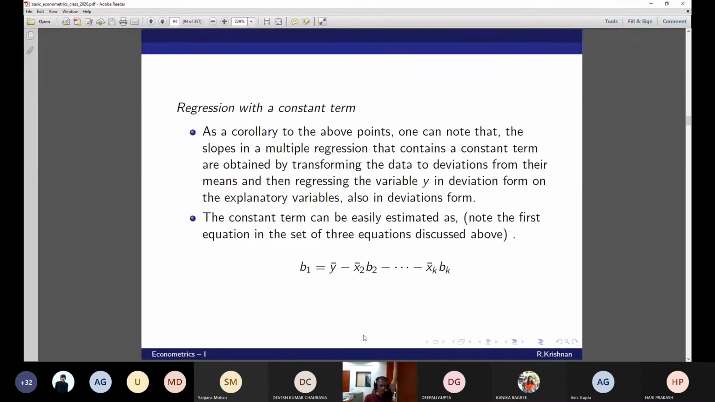Now you see, for example, I have a multiple linear regression. You can get the estimate of the constant by estimating the multiple linear regression in one shot, or you can take the deviations and estimate the coefficient vector which does not contain the constant term. Then how do you retrieve the constant term? This is how you retrieve the constant term. The idea behind this is simply the Frisch-Waugh theorem. The constant term can be easily estimated from the first equation of the set of three equations discussed above.